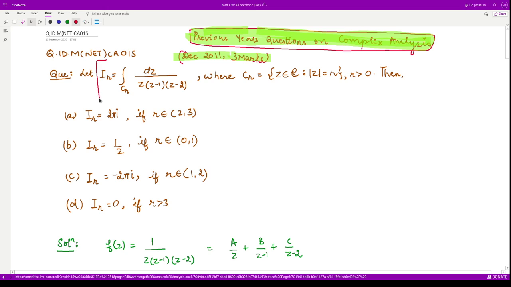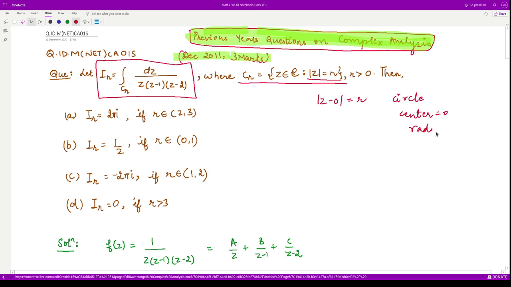They are saying if this integration is denoted by IR, where CR is given by this region. That means mod of Z minus 0 is equal to R. So this is a circle with center 0 and radius R, where R can have any value greater than 0. Depending upon this value of R, we can have these 4 options.